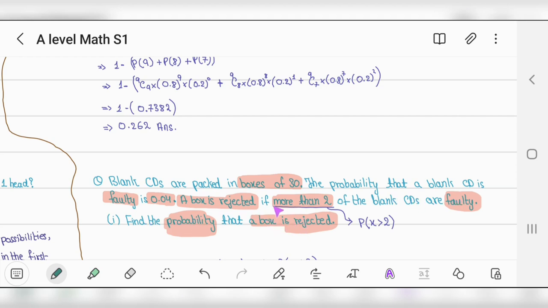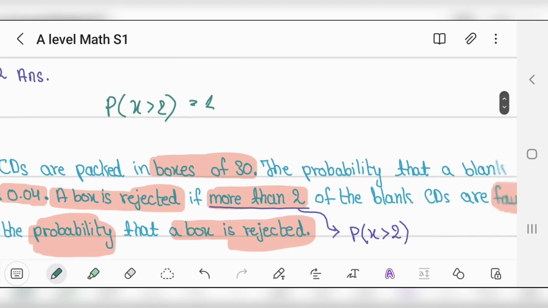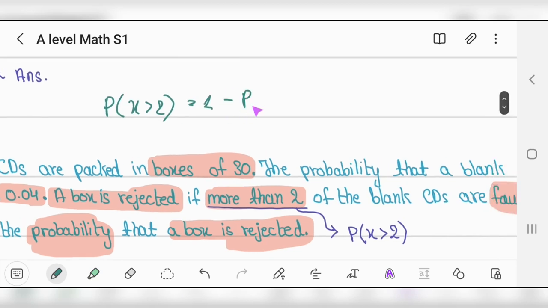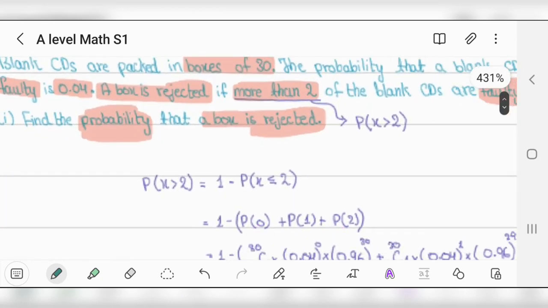Okay. So we need to find the probability of having more than 2. If you want to know the probability of having more than 2, and there are 30 of them, the best approach for this is 1 minus P of 0, then P of 1, then P of 2. And then you just subtract from 1, and you will get the probability. Same thing as I've done here.